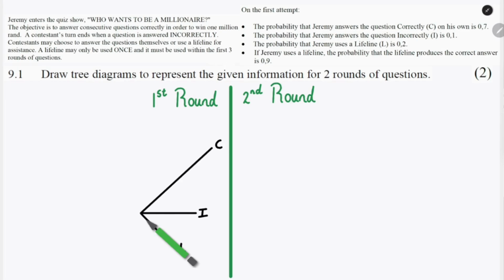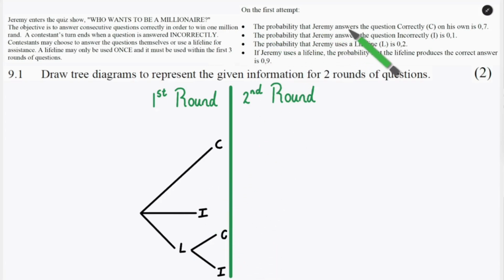Or I can take option 3 and use a lifeline, which is like a clue or a little bit of help for you to get the right answer. Then after I use a lifeline, I have to answer the question, so I can either answer it correctly or I can answer it incorrectly after using the lifeline.